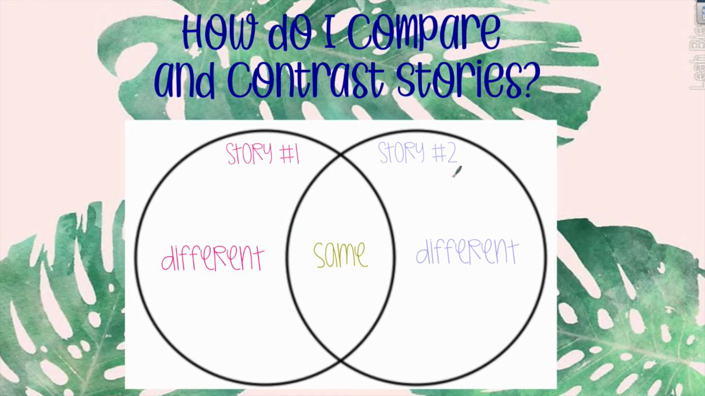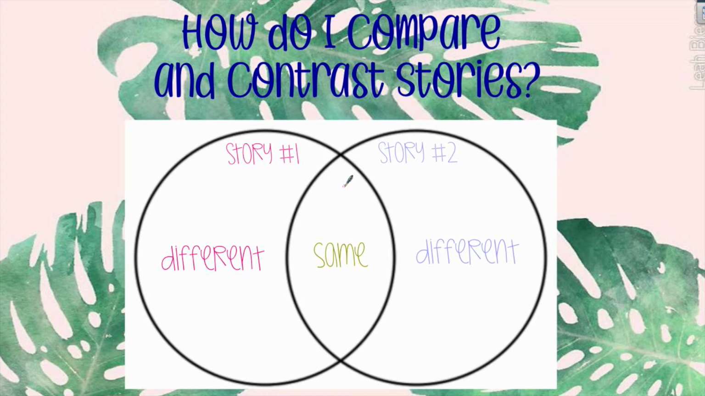In the second circle, you'll compare and contrast story number two. On this side of the circle, you'll write all the ways that the second story is different from the first story. And then wherever the circles overlap, that's how you talk about how the two stories are similar or the same. In today's lesson, we will be using a Venn diagram to compare and contrast two different versions of the story Little Red Riding Hood.